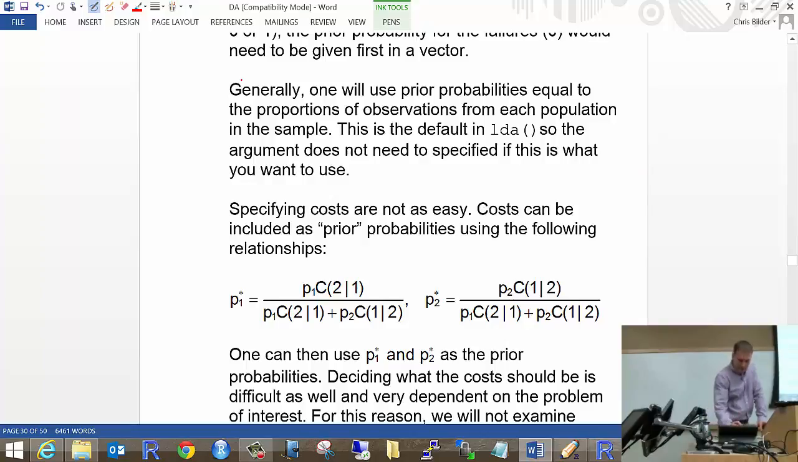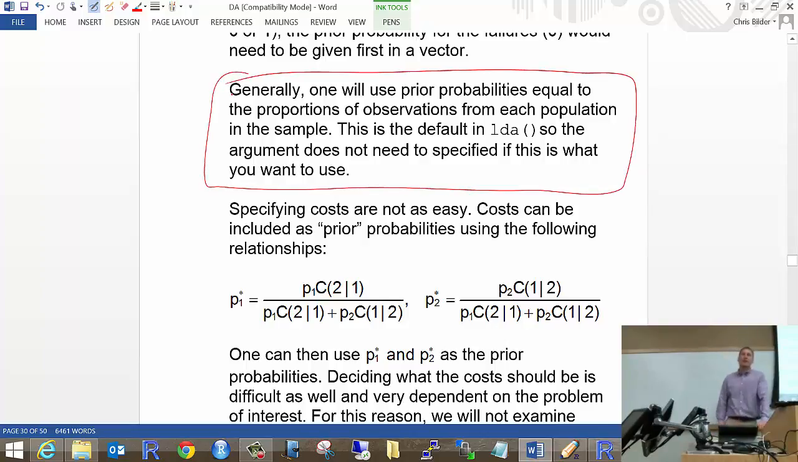Okay. Now, while I went through this large discussion about basically how you set your prior probabilities, what I will tell you is that generally speaking, unless you have other reason to believe otherwise, you go with what's called priors proportional to what was observed.